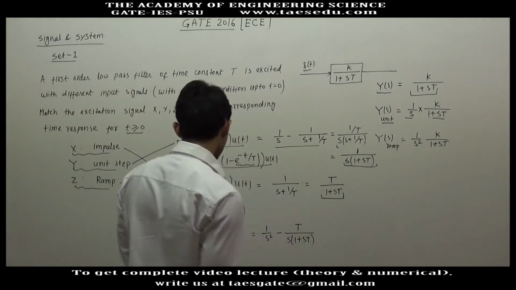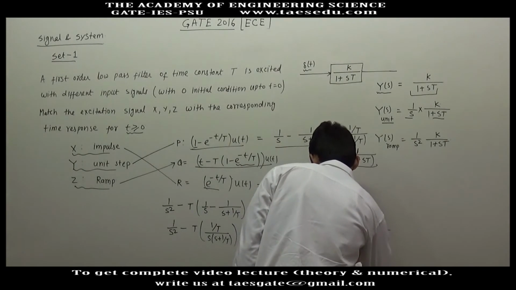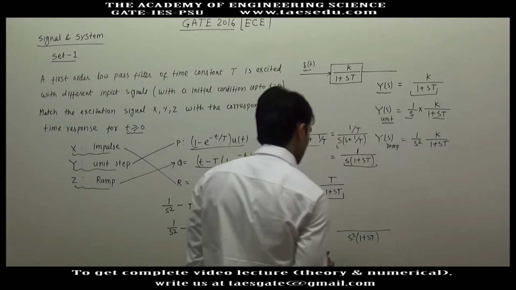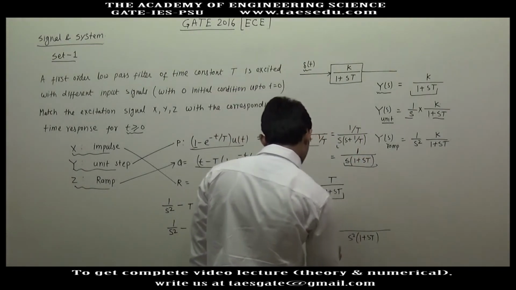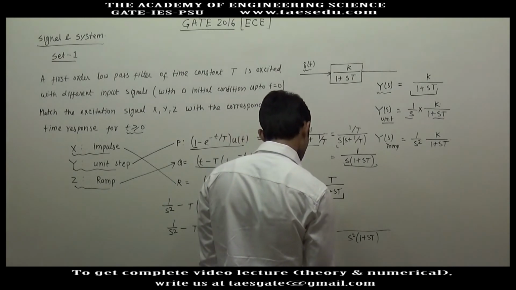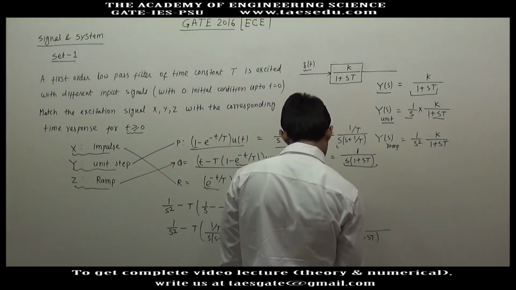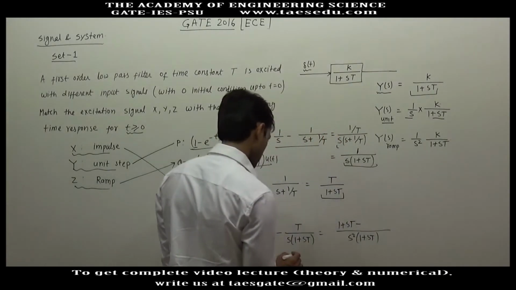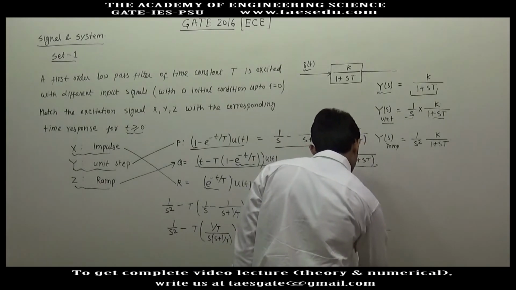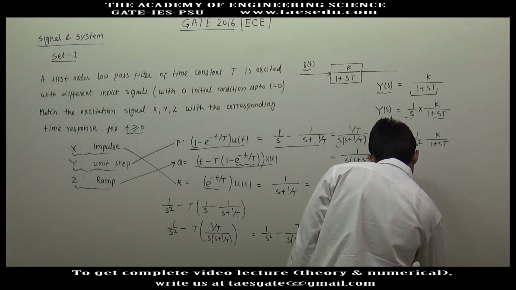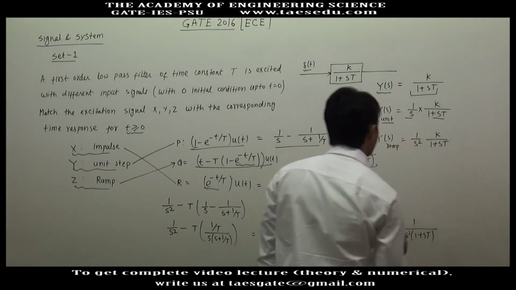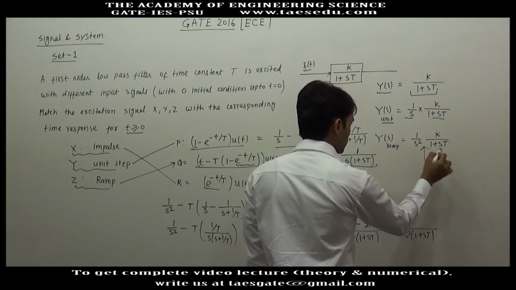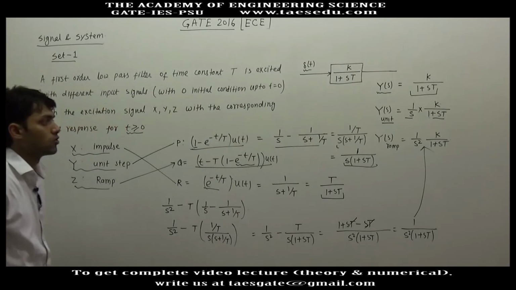Now if we further solve it, we get s square into 1 plus sT, and here we have 1 plus sT minus sT. This is cancelled and we get 1 divided by s square into 1 plus sT. And if you put K equal to 1, this will be matched to the Laplace of output due to ramp.